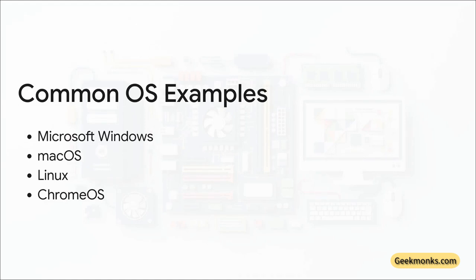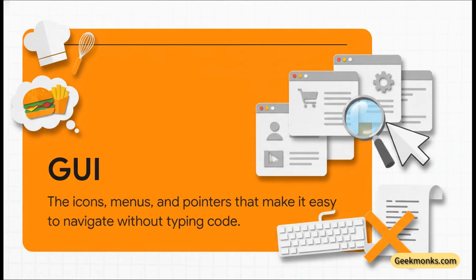And you use an OS every single day. You just might not think about it in these terms. The most common ones you've probably heard of are Microsoft Windows and Apple's Mac OS. You might also be familiar with Linux, or maybe the Chrome OS you find on Chromebooks. They all do the same basic job. They manage the kitchen.